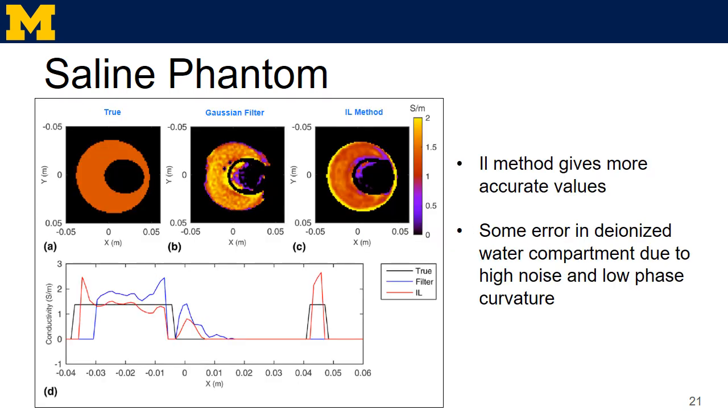So similar to the last set of results, we have our true conductivity map, the results from the Gaussian filter, and from our inverse Laplacian method. And we can see that the conductivity in the outer compartment is much closer to the true value using the inverse Laplacian method than the Gaussian filter. We also see some error in the deionized water compartment, and we believe this is because there is a high noise level in that compartment and a low phase curvature due to the compartment being non-conductive.